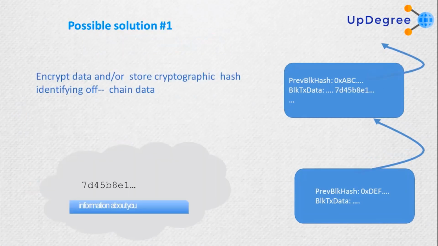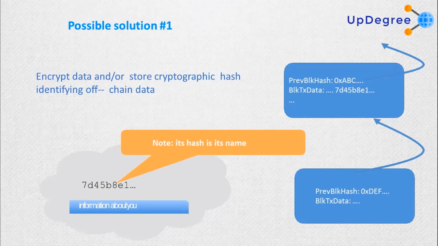So when you have something like this, a possible solution is you can encrypt data or store cryptographic data identifying off-chain data, like only information about you. This is one solution. When you have the right to be forgotten, you can encrypt data or store cryptographic data off-chain, especially yours. Or you just know the hash, its name.